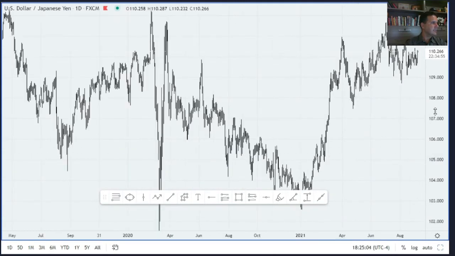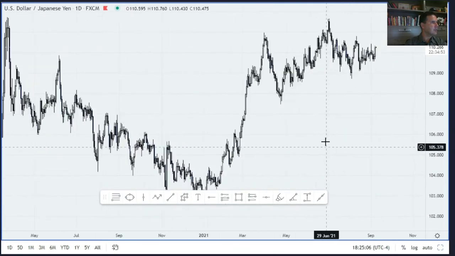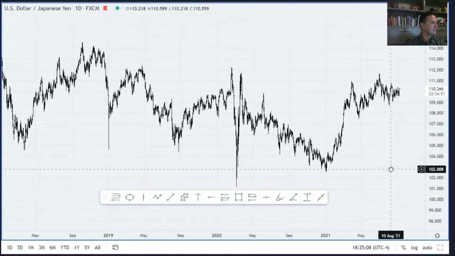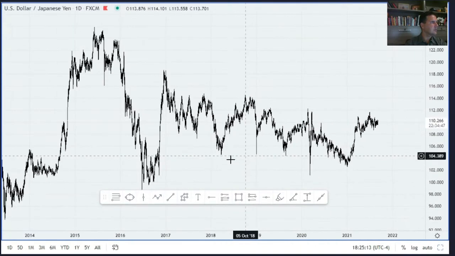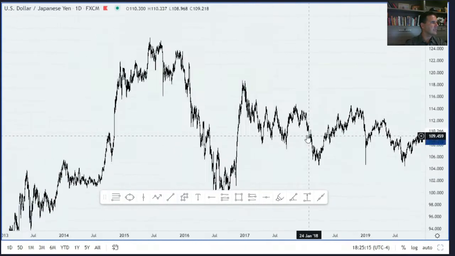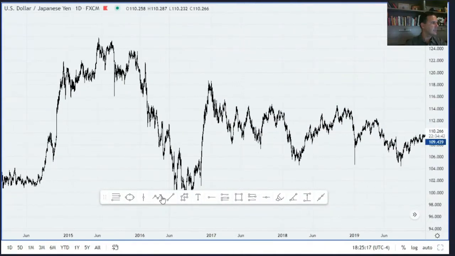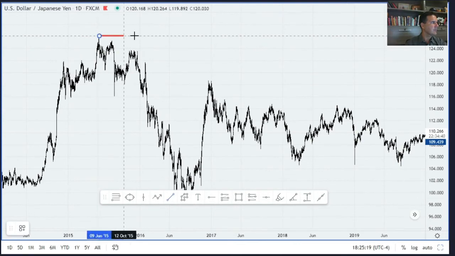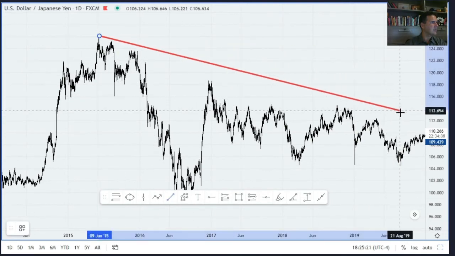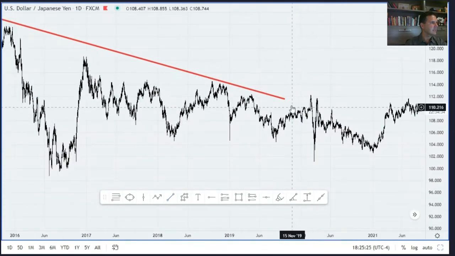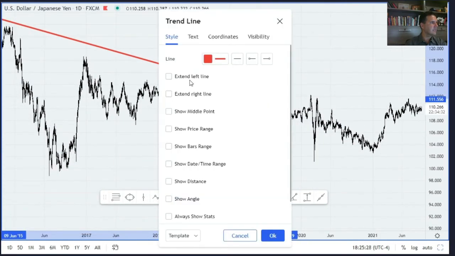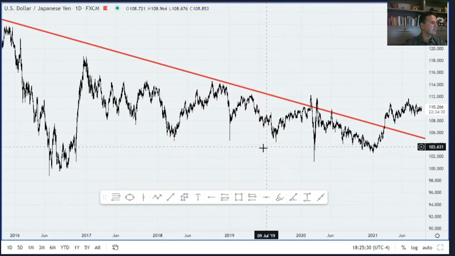And let me see. Now let's talk about the short-term trend, right? Let's talk about the short-term trend. So, and the trend lines. Let's start with the trend lines. Trend lines, okay? Down trend line. We're going to extend, and I should not break. But double click, and extend the right line. Okay.